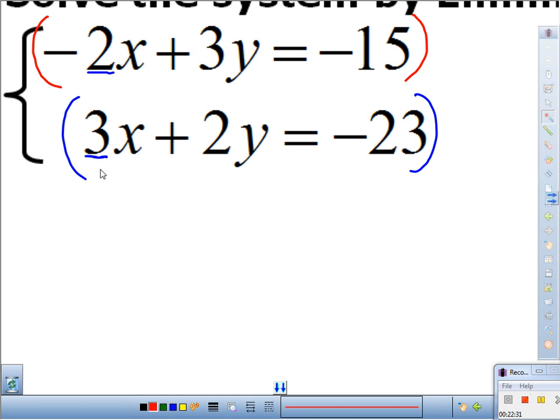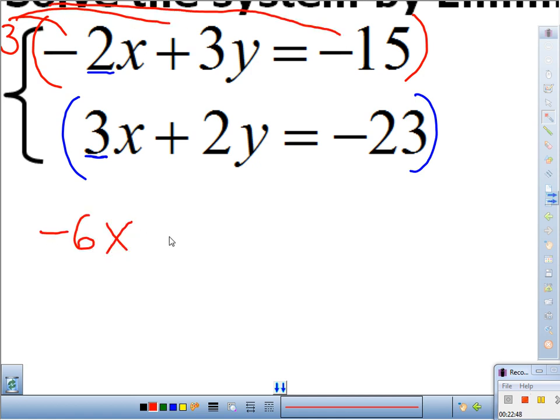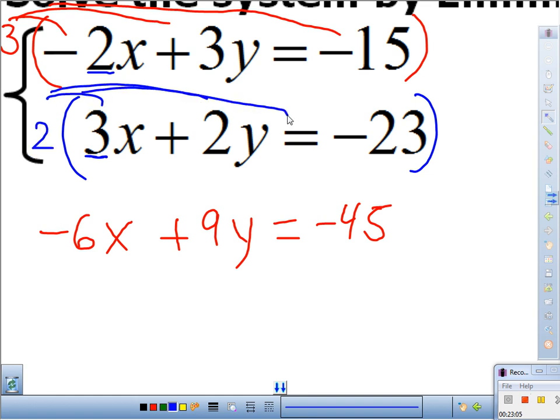Steve, what can I multiply the top one by? 3. Distribute the 3. So we end up with negative 6x plus 9y equals negative 45. How about the second one? What can I multiply the second one by? Roman, McGuire. 2. Distribute. Let's see if we get a positive 6. Yes. 6x plus 4y equals negative 46.